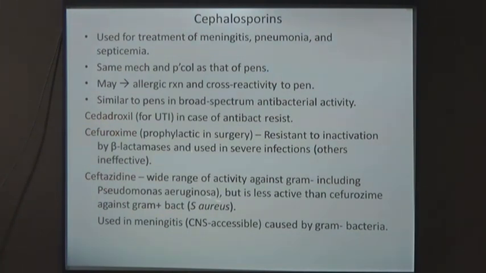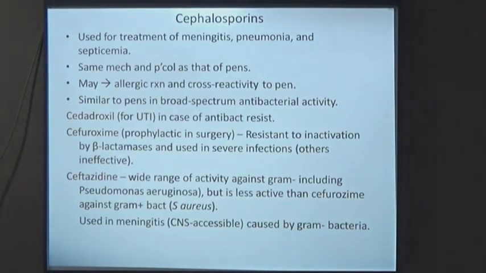Cefuroxime is mainly for prophylaxis in surgery. Cefazolin, what is cefazolin? The main important one. Surgical prophylaxis. Cefazolin is the main drug for surgical prophylaxis. And ceftazidime has a wide range of activity, even against Pseudomonas.